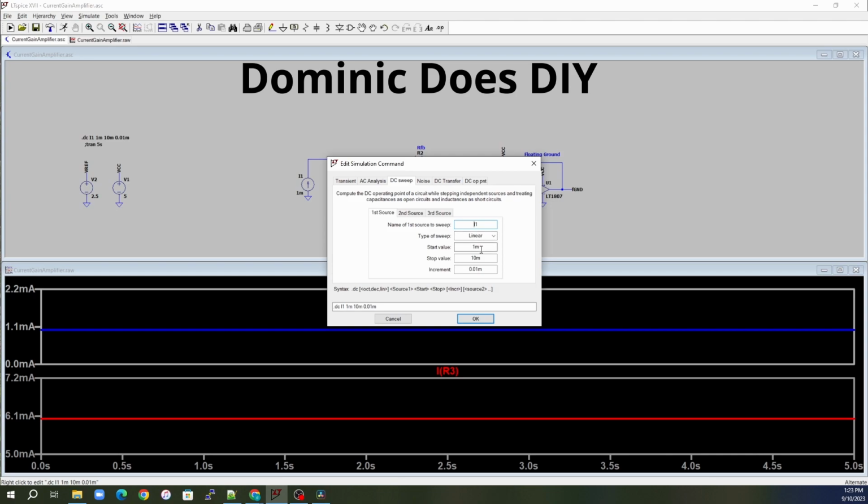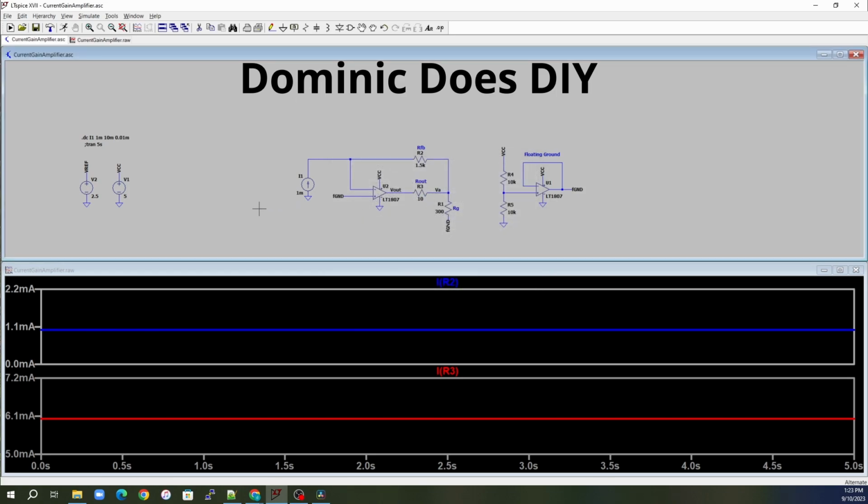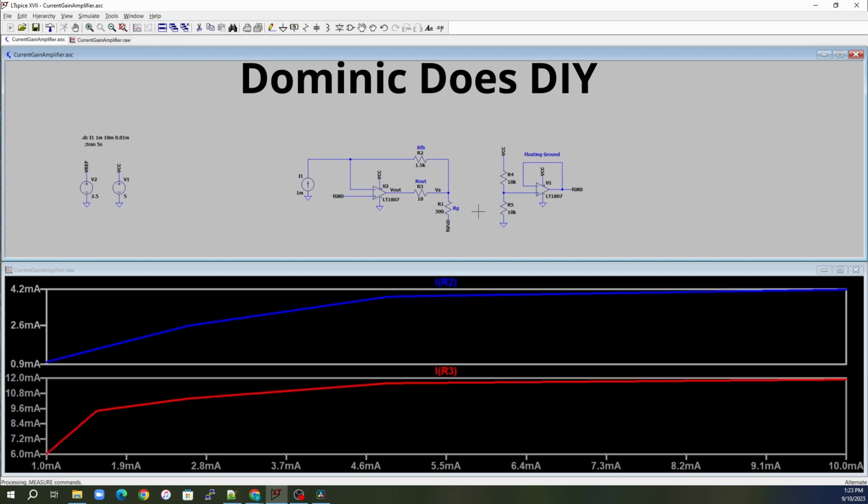So you can see our start value is going to be 1 milliamp. Our stop value is going to be 10 milliamps. And we're going to increment at 10 microamp increments up to that range. And so now when we sweep this, you can see our input current is going up like we expect.